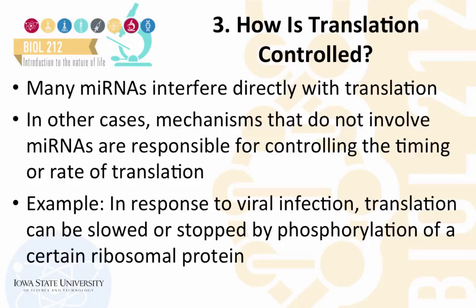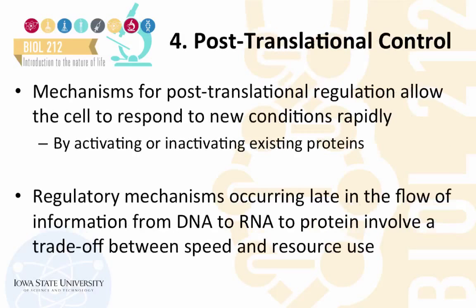These mechanisms are responsible for controlling the timing or rate of translation. For example, in response to viral infection, translation can be slowed or stopped by phosphorylation of a certain ribosomal protein. This is a quick response to situations in which cells are in danger. Other situations include exposure to sudden changes in temperature that lead to modification of the translational machinery, reducing the rate of translation. The fourth and final mechanism for regulation of gene expression occurs at the post-translational level.